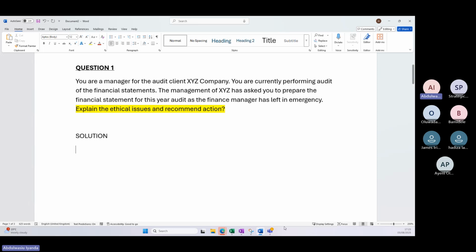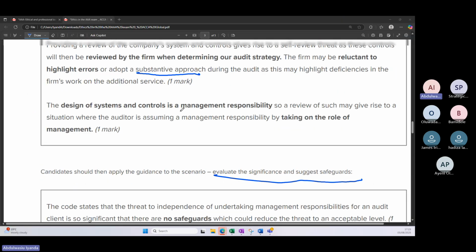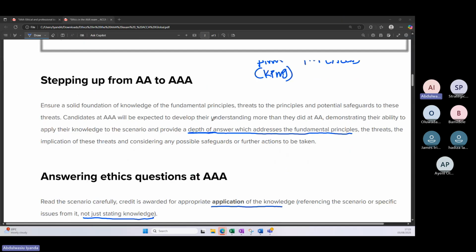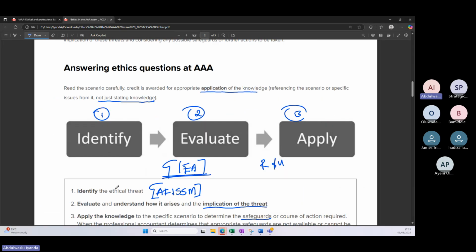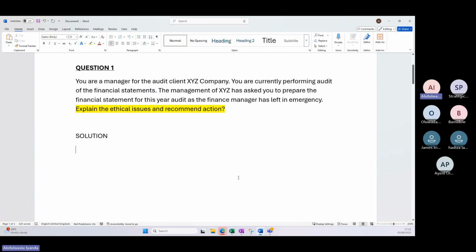Let's go back. This is the guide. The examiner said they are expecting something like this. And first of all, you identify the threats. So from this particular scenario, what are the threats?